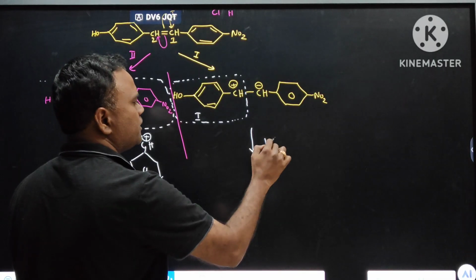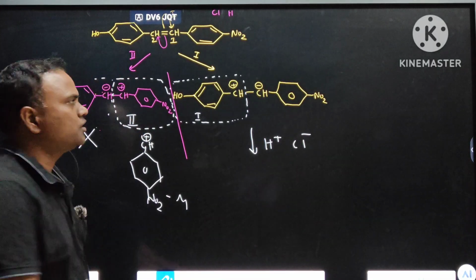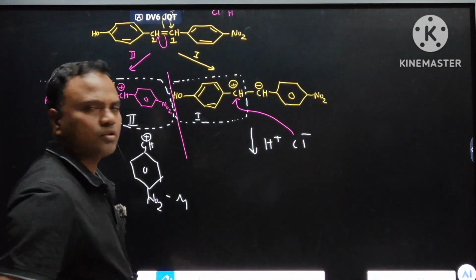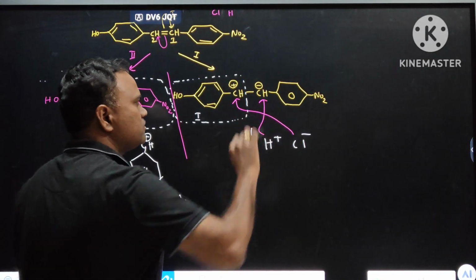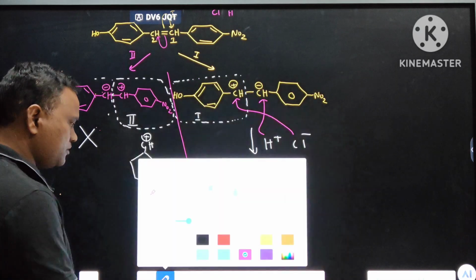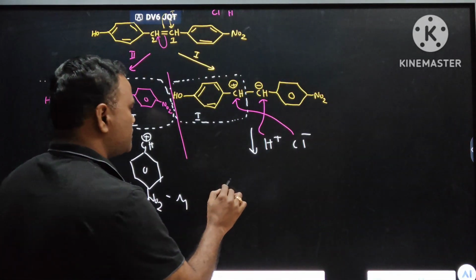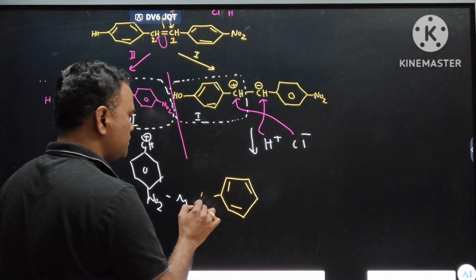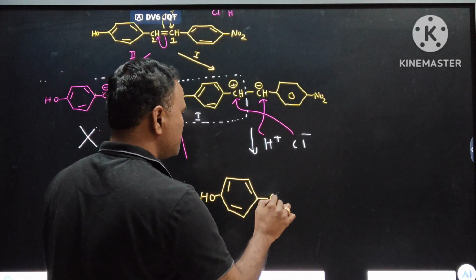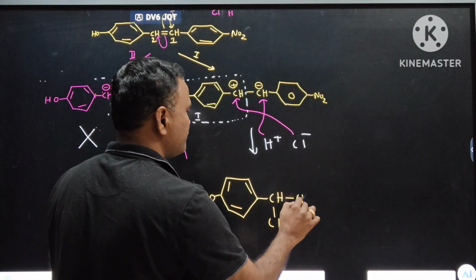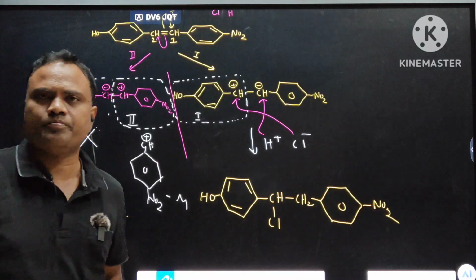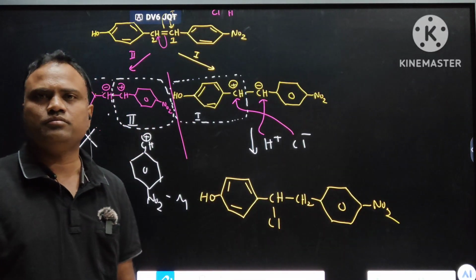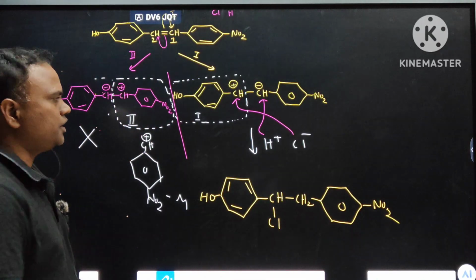And H plus, Cl negative. We are adding HCl, right? Cl negative adds to the carbon with positive charge. H plus adds to the carbon with negative charge. So this is the product. Very, very important. We are covering different concepts in the preparations. Right. Any doubt in this? Next question. Shall we go to the next one? Right, next question.